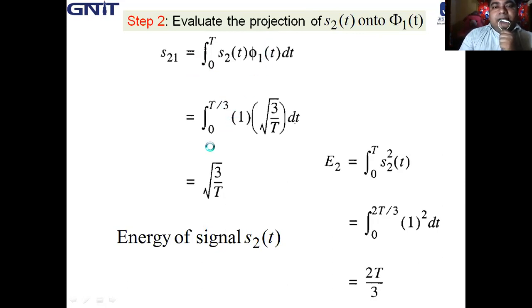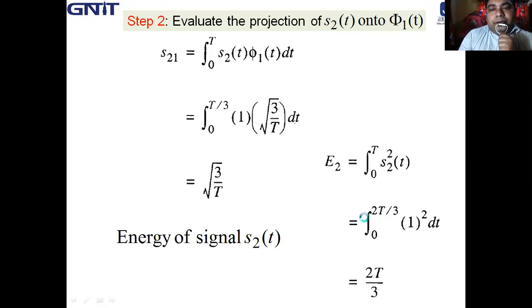So phi 1(t) exists only from 0 to T/3, and S2(t) has an amplitude of 1, and phi 1(t) is root over 3/T. So S21 is again root over 3/T. And the energy of signal S2(t) is, say, E2, which can be calculated using the integral from 0 to T of S2 square (t) dt. Sorry, here a dt should be present.